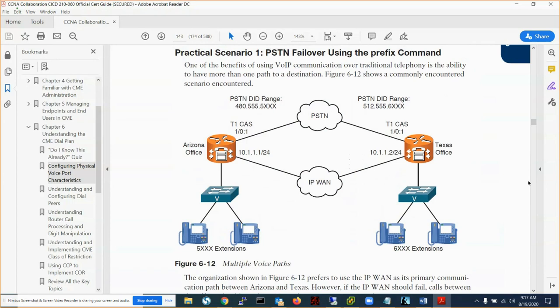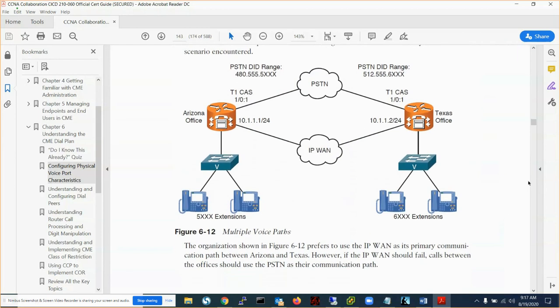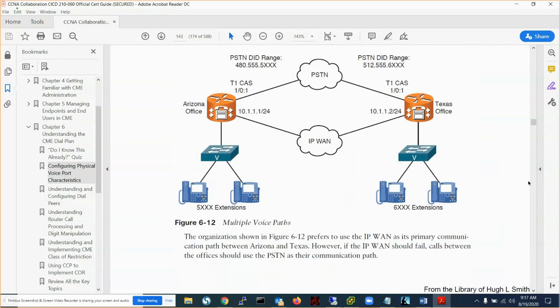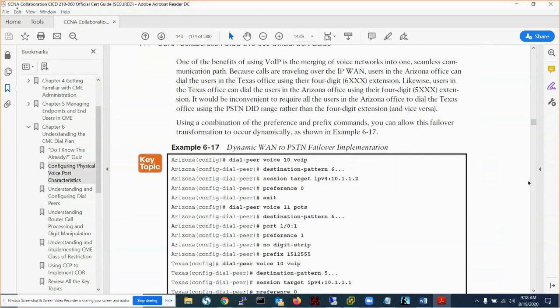Right, so the PSTN is supposed to be the backup method in case something goes down, right? So the organization prefers to use the IP WAN as the primary communication path between Arizona and Texas. If the IP WAN fails, calls between the offices should use the PSTN for their communication. Right? So one of the benefits of using VoIP is merging the voice and data, seamless communication.